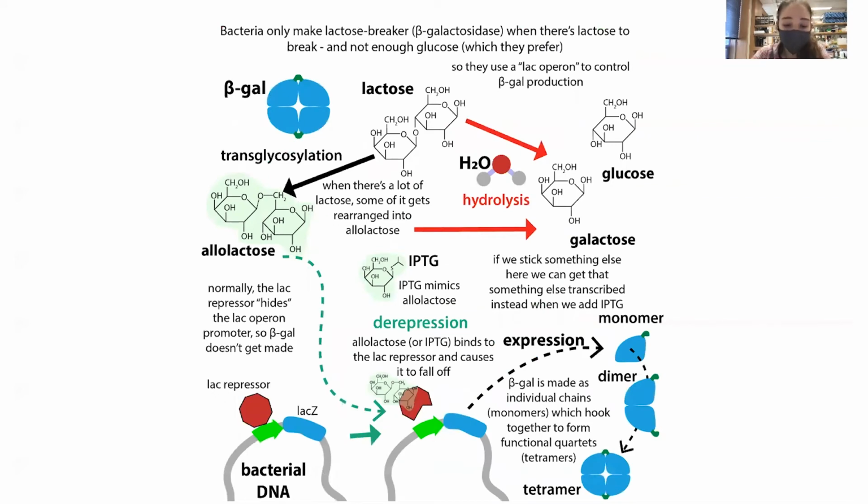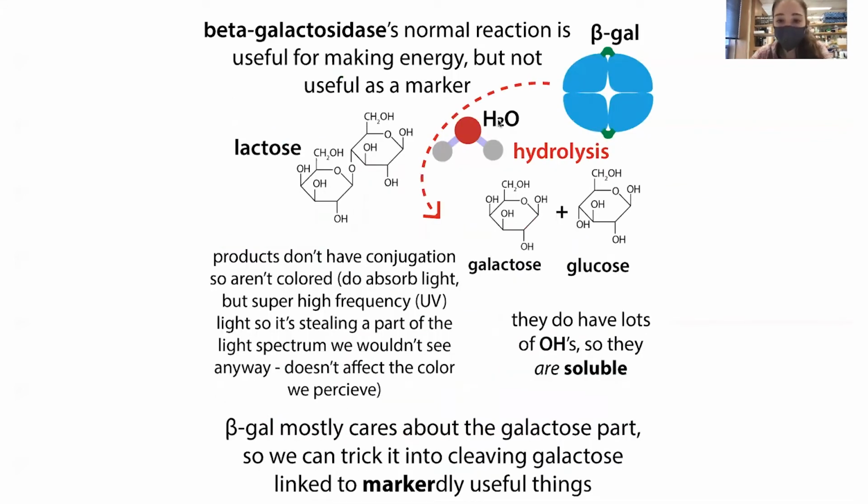So this is all cool for the bacteria, and it's really useful that they can make this. But these products aren't very useful for us as a marker. These products don't have what we call conjugation, so they're not going to absorb light, and we're not going to have something that we can see. But they do have lots of OHs, so they're going to be polar, and water is going to like to hang out with them, and they're going to be soluble.